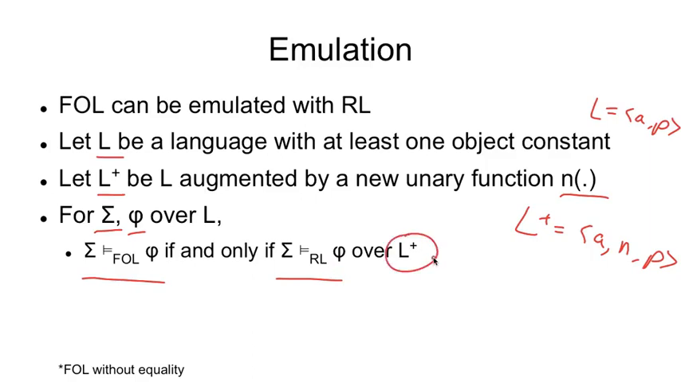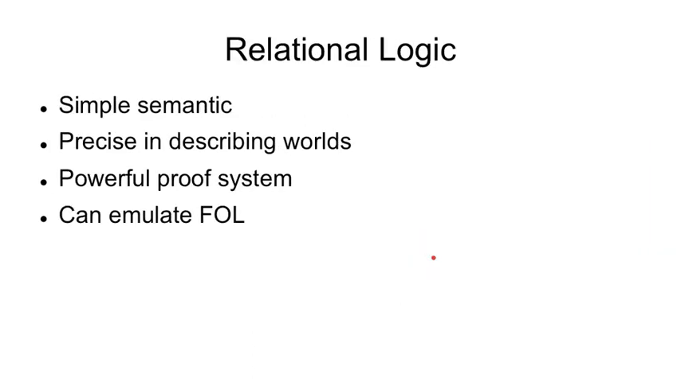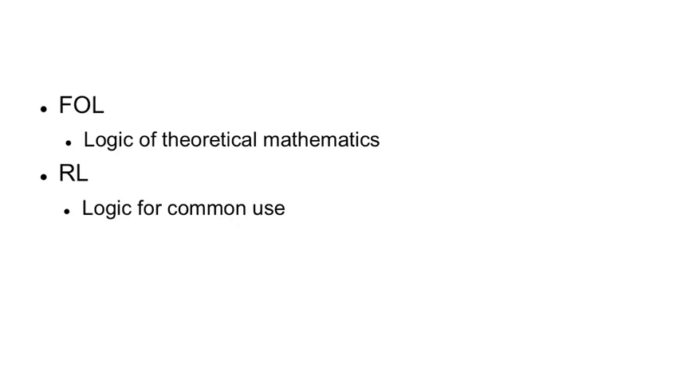We've seen that relational logic has very simple semantics, it is more precise in describing worlds, and it has a more powerful proof system. It can even emulate first-order logic when you want to. First-order logic has a very important place in mathematics and philosophy, and I would certainly encourage you to study first-order logic as you continue your education in logic. But for all the reasons mentioned in the last slide, relational logic is a better logic for common use and a better choice for a first course in symbolic logic.